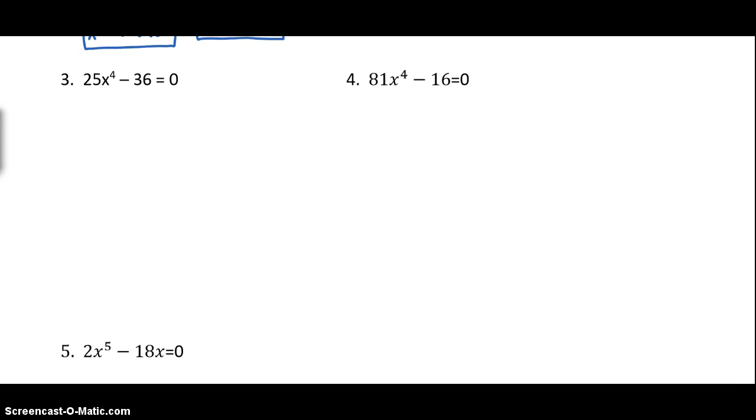So let's go down here to number 3. Number 3 is our GCF. Nothing divides evenly into both of those, so no GCF at all. So we can't pull anything out. So the next thing we look at, we have 2 terms here, so you want to see, is it the difference of squares? And it is the difference of squares, because 25 is a perfect square, and so is 36.